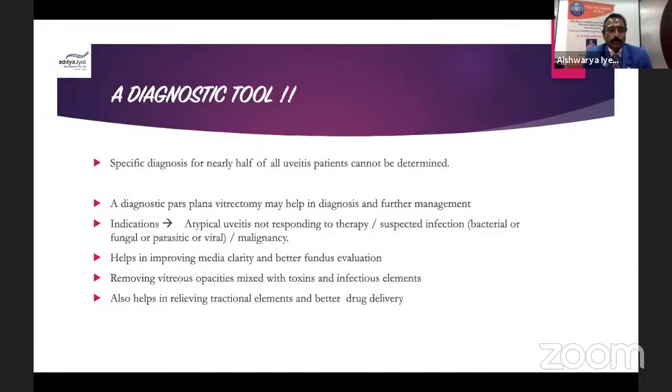And as a diagnostic tool, a specific diagnosis for nearly half of all uveitis patients cannot be determined. Maybe 30%, I think. I think now with Dr. Bishwas working, maybe he can diagnose in 70%. And diagnostic partial vitrectomy may help in diagnosis and further management, maybe another 10%. Indications: atypical uveitis not responding to therapy, suspected infection, bacterial or fungal or parasitic or viral, or malignancy. It helps in improving media clarity and better fundus evaluation.